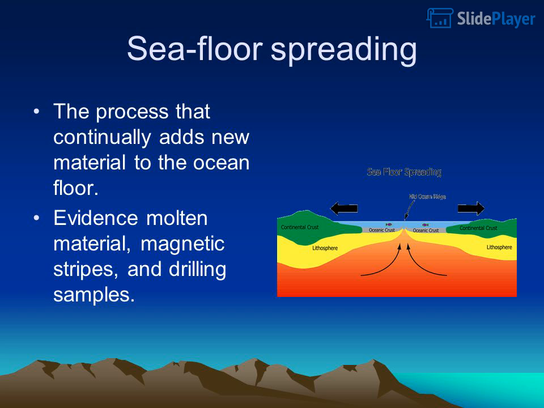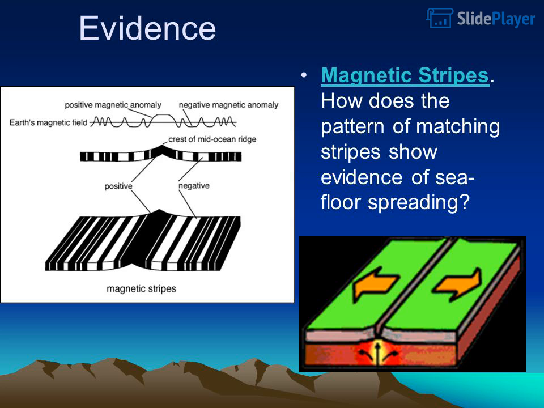Evidence: molten material, magnetic stripes, and drilling samples. Evidence, magnetic stripes. How does the pattern of matching stripes show evidence of seafloor spreading?